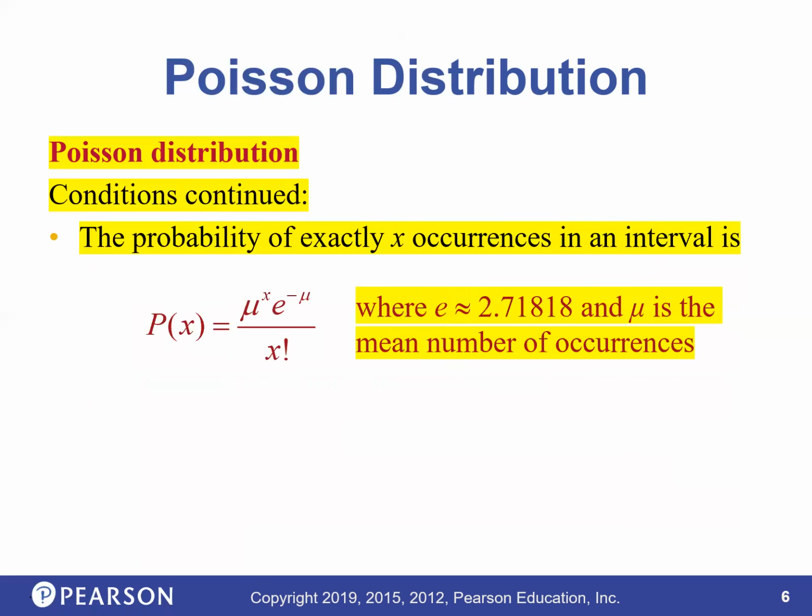Okay. Finally, guys, we're at the formula. Here it is. Okay, one more. The probability of exactly x occurrences in an interval is there's your formula. So it's mu. Remember, mu is the average. Oh, we've got this new letter called e. Have you ever seen e in math classes before?